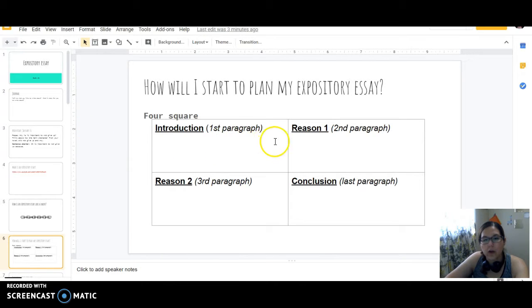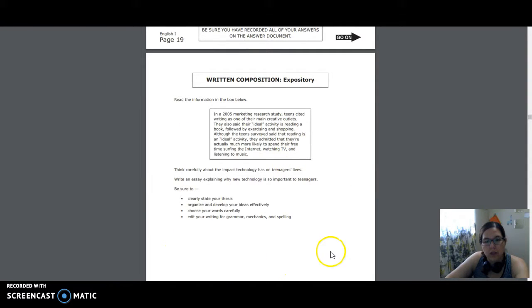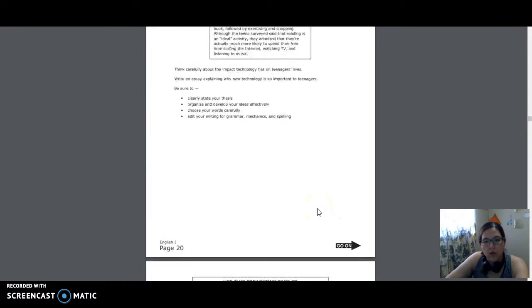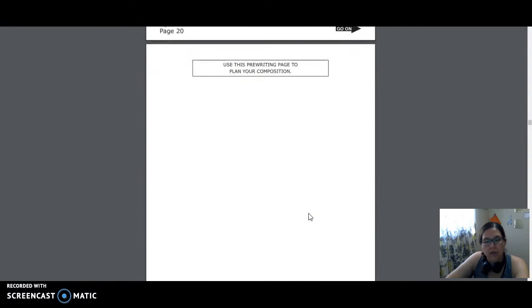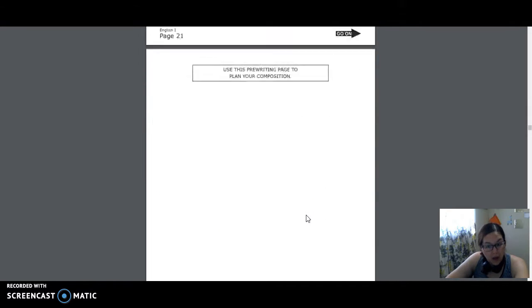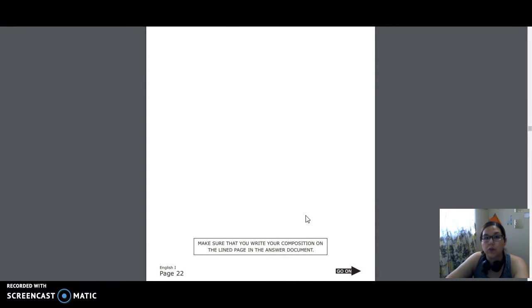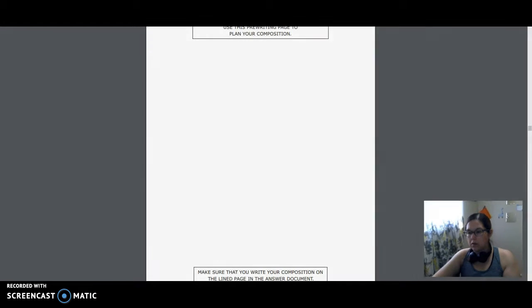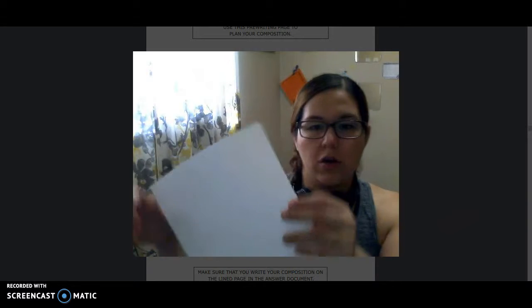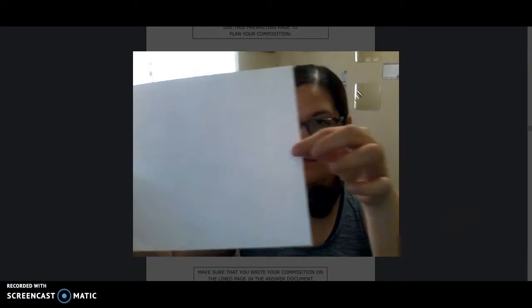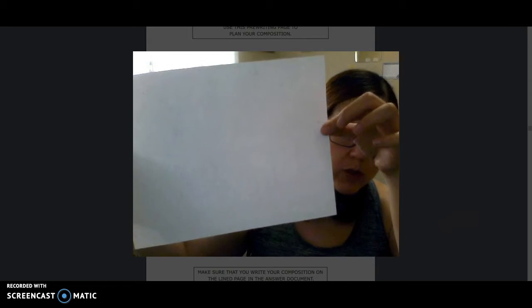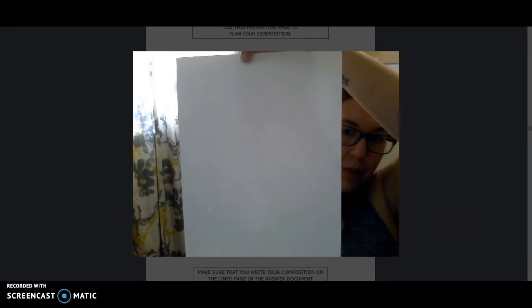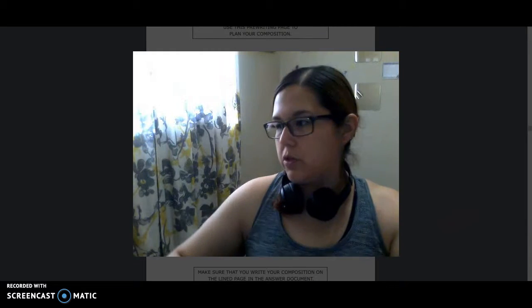So this foursquare, you can do it. Let me go back to this where we have the expository, the prompt. And so, you know how right here you have a blank page and then you have another blank page? You can use that to write a foursquare. So let me show you. This is the thing. Look. So this is a page, right? Right here. You can do it like this, or you can do it like that. It doesn't really matter how you do it. It's up to you how you want to go ahead and do it.